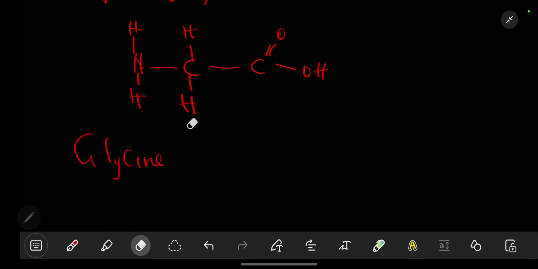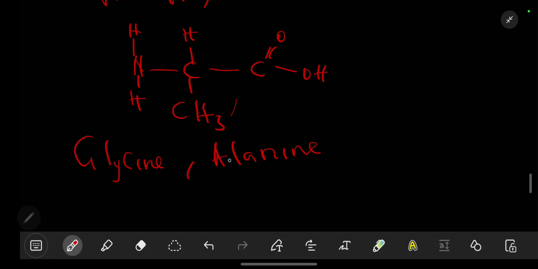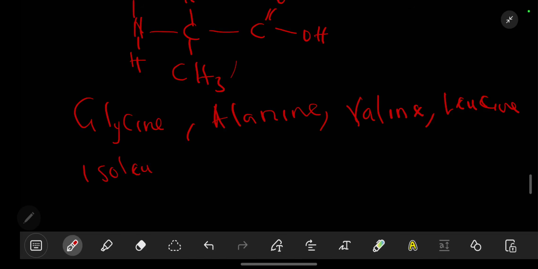Then the other thing that we might have is, if we change this with CH3, then we have our alanine. Other structures have been drawn in a separate video. So we have our glycine, we have our alanine, with the CH3 there. Then we have our valine, we might have our leucine, our isoleucine, and our methionine. So all these are nonpolar.